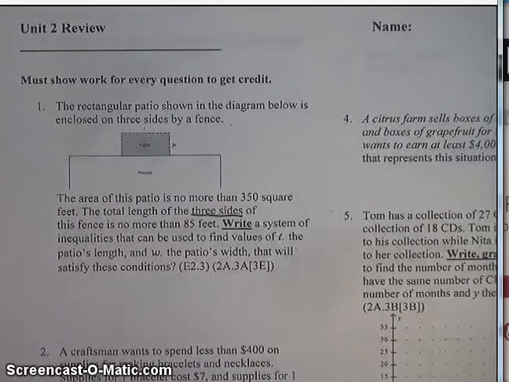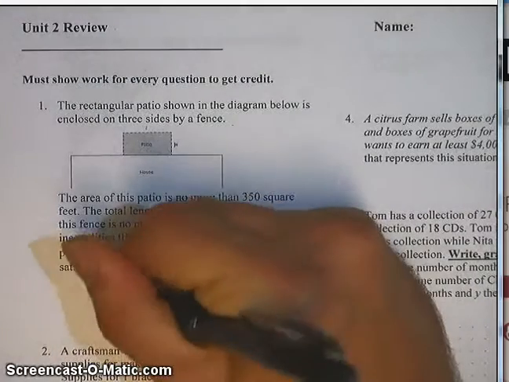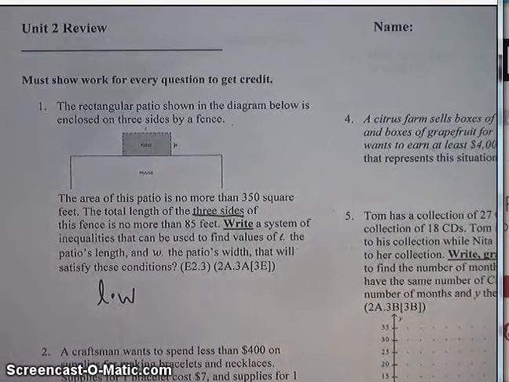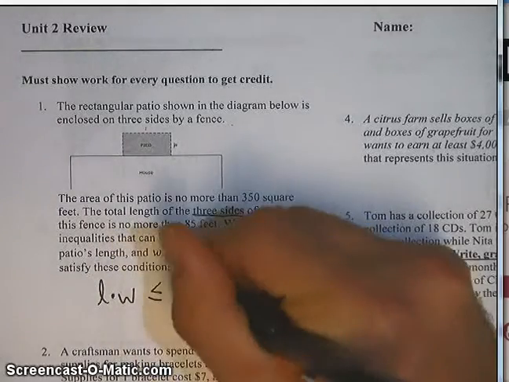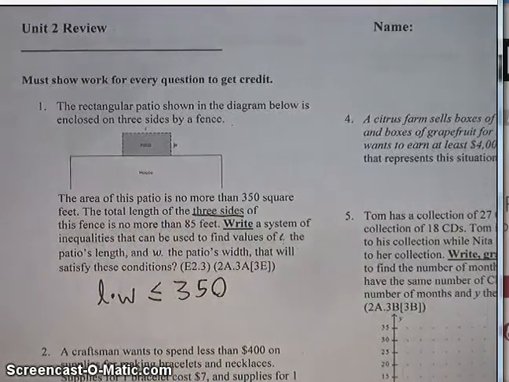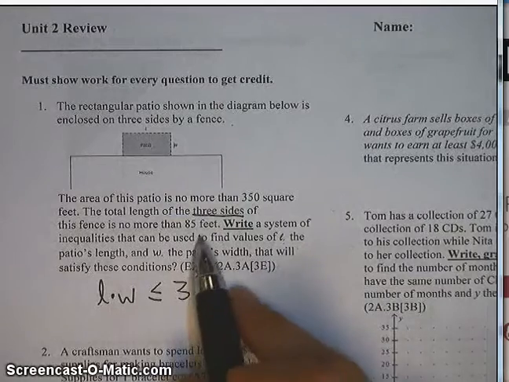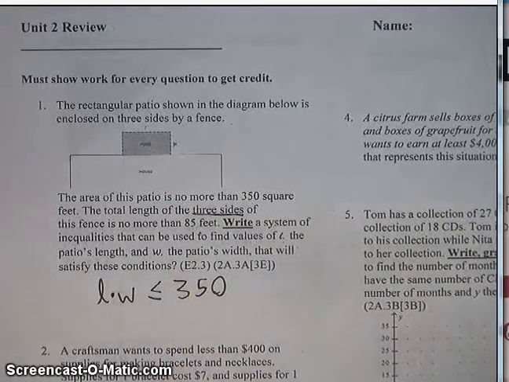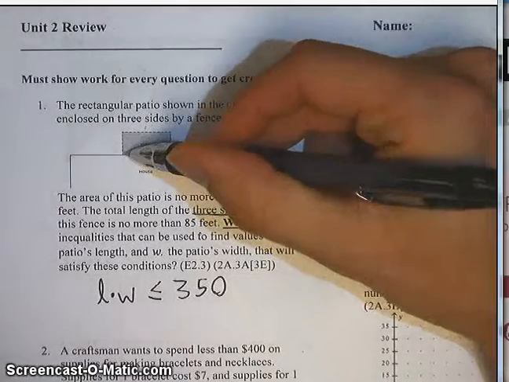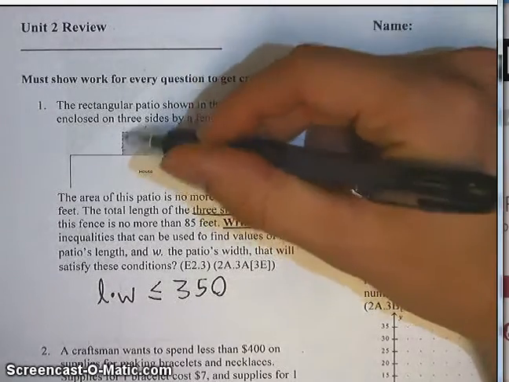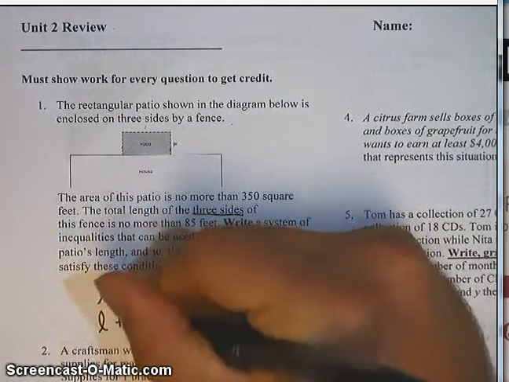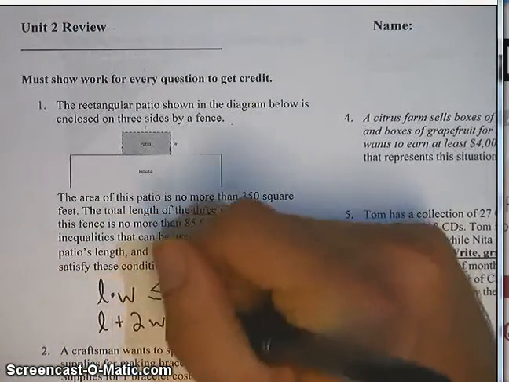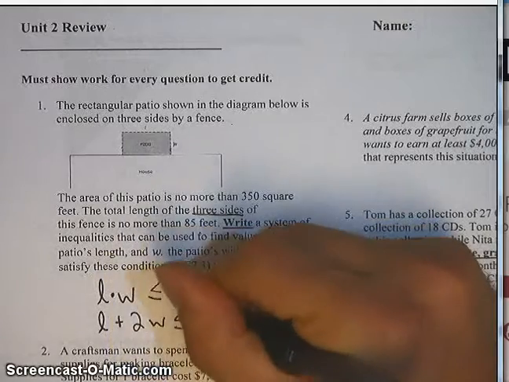So to find area, that's length times width. So length times width, and we know that the area can be no more than 350 square feet, so that needs to be less than or equal to 350. And we also know that the fence is no more than 85 feet, so that pertains to the perimeter. But the perimeter of this thing is just these two widths and this one length. So that's going to be one length plus 2W has to be less than or equal to 85.